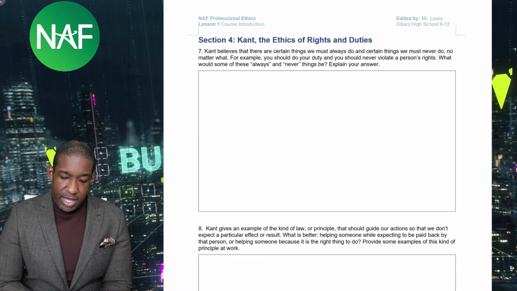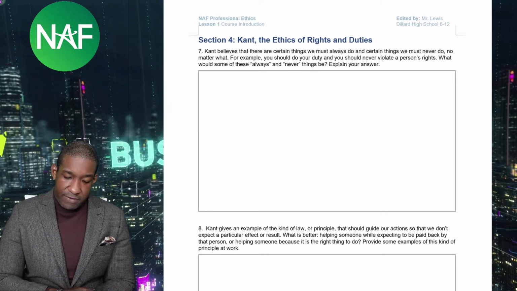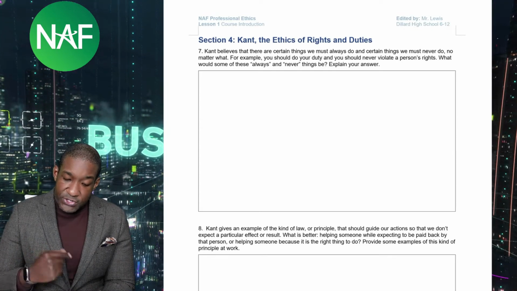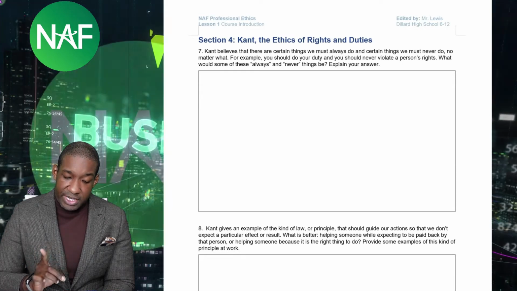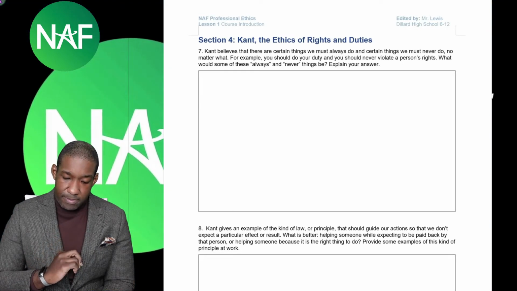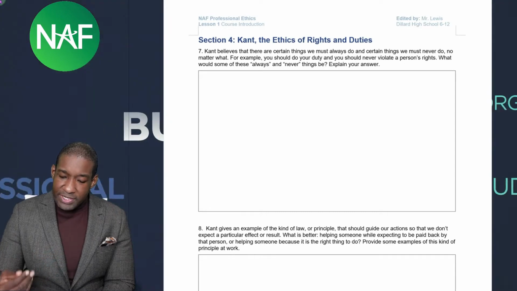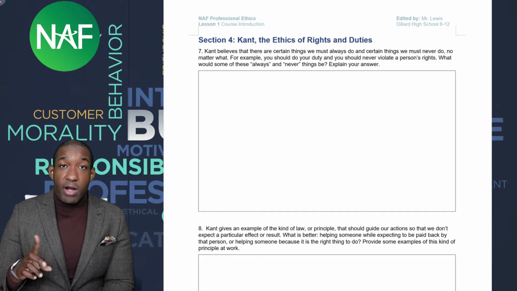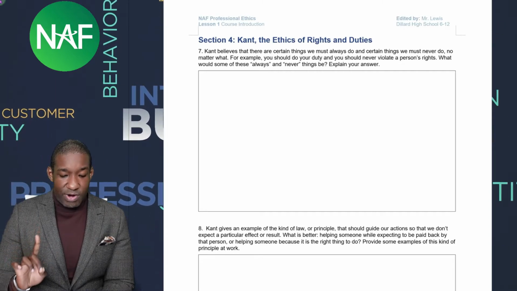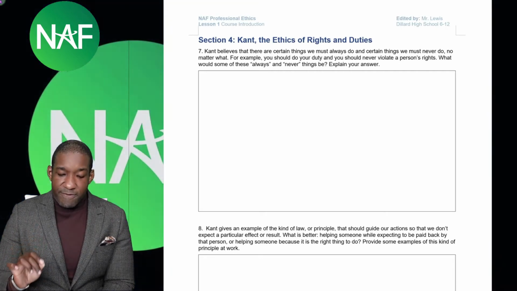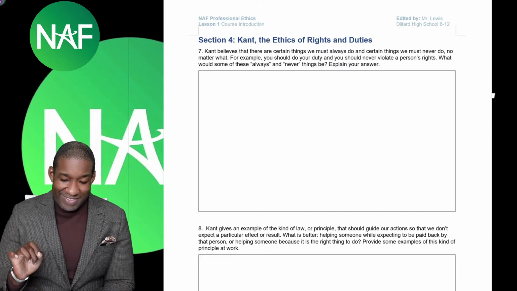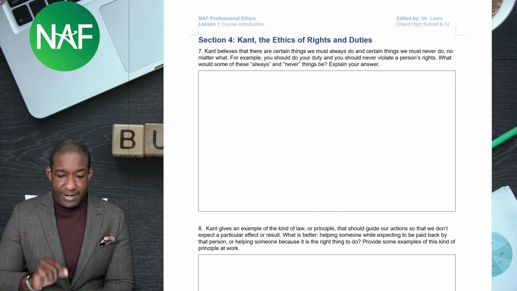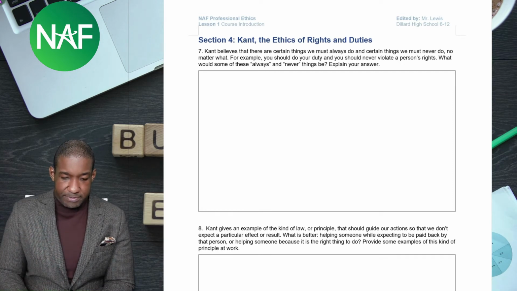The second one: Kant gives an example of the kind of law or principle that should guide our actions so that we don't expect a particular effect or result. What is better, helping someone while expecting to be paid back by that person, or helping someone because it's the right thing to do? Provide some examples of this kind of principle at work. You will be filling that in under that box.